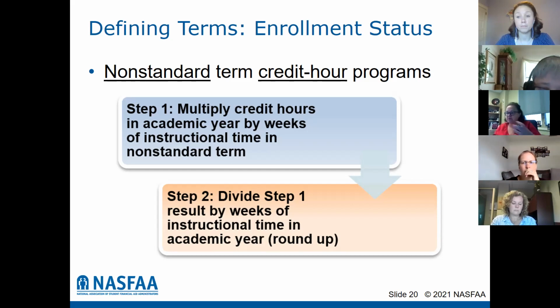So I want to at least tell you what this was. We're going to probably go through this pretty quickly, but I want to talk about the steps. So there's non-standard terms for credit hour programs. And basically, I'm going to have examples on the next page. If you do have these, step 1, you multiply the credit hours in an academic year by the weeks of instructional time in a non-standard term. And then step 2, you divide the step 1 result by weeks of instructional time in an academic year, and always round up. So remember when they're telling you to round up, make sure if it's round up or round down. I was telling you about how not every program, just don't get in your head, everything rounds up or everything rounds down. You have to be looking at these specifically.